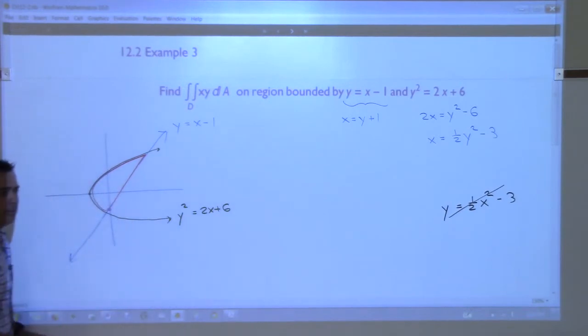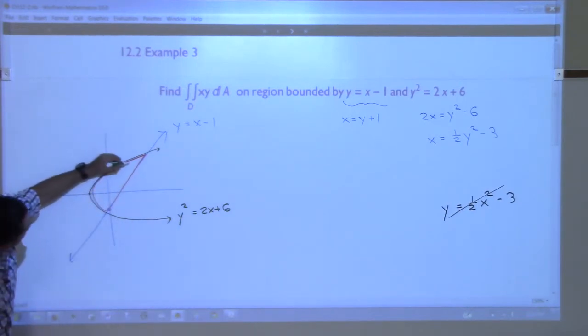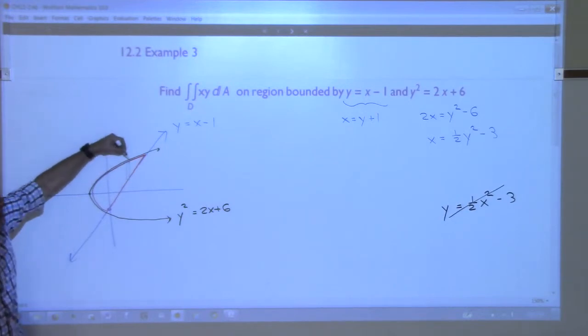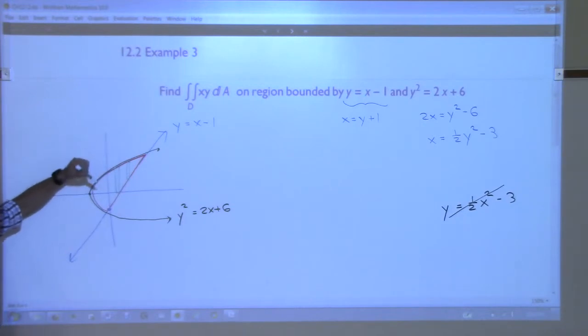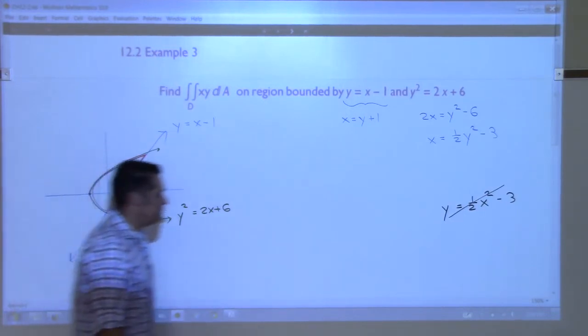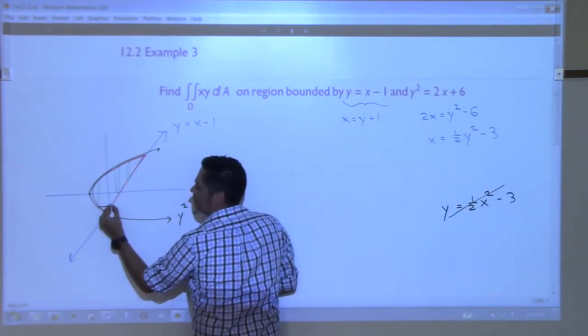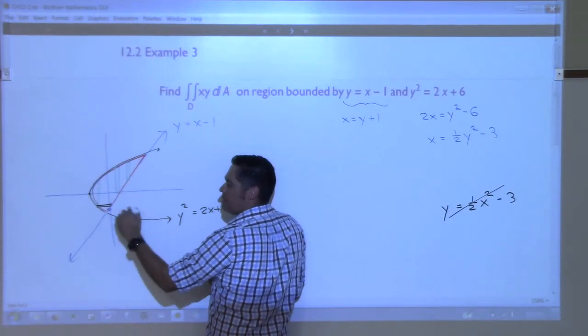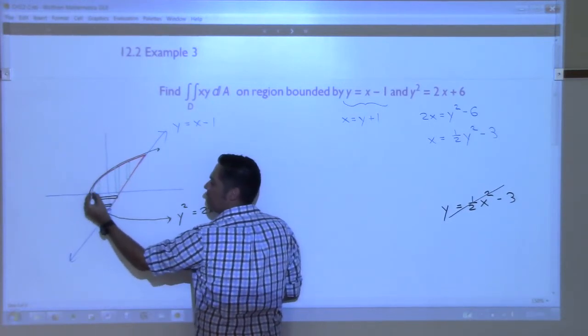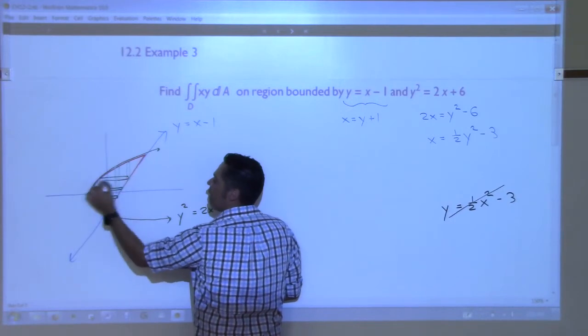Let's try type 1. If I draw a little rectangle right here, the parabola is on the top and the line is on the bottom, right? And if I draw a rectangle here, same thing. Is that always going to be the case? No, because when I get over here, now I've got the parabola on the top and bottom, right? So this is not going to work as a type 1. As a type 2, though, it does work, doesn't it? Yep. Because as a type 2, if I draw my rectangle this way, it's always parabola on the left, line on the right, no matter where I am.